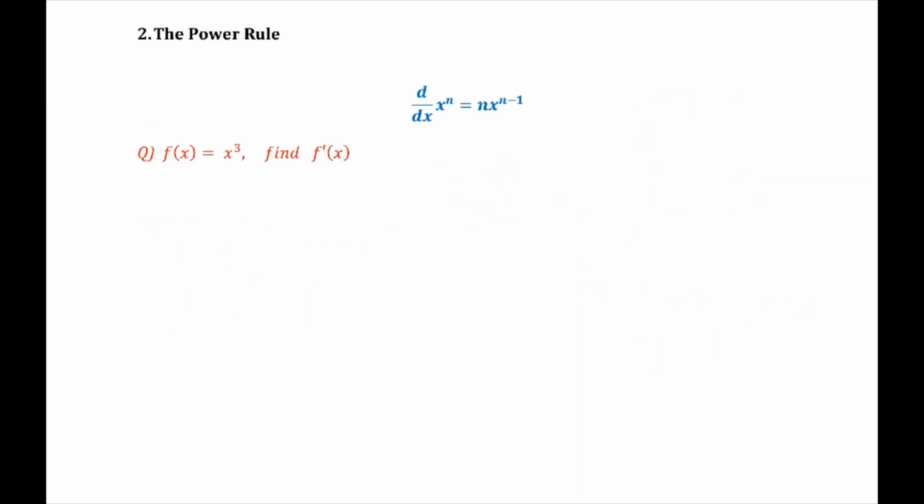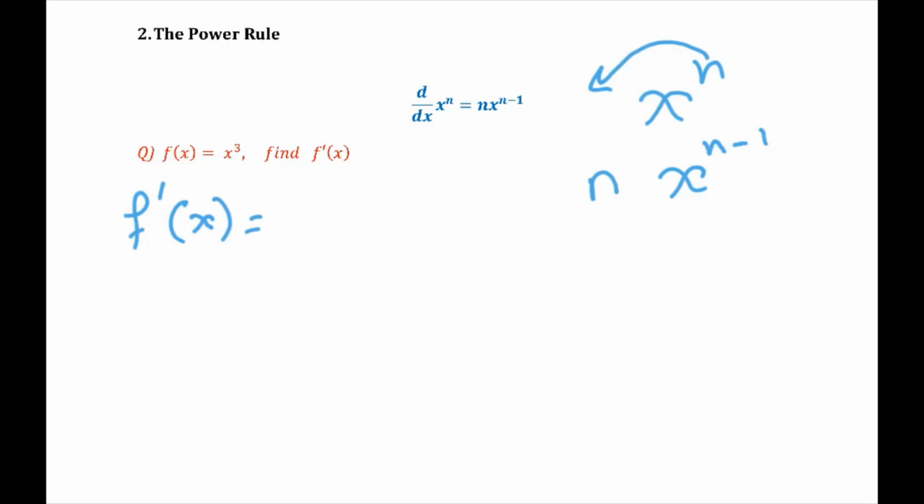What about if I have an x to the power of 3, 4, 5, whatever? So the rule says, for x to the power of n, the derivative, n can go out. So n x to the power, and then you subtract, so n minus 1. So in this case, f'(x) will be equal to 3, and then x to the power 3 minus 1, which is equal to 3x squared.